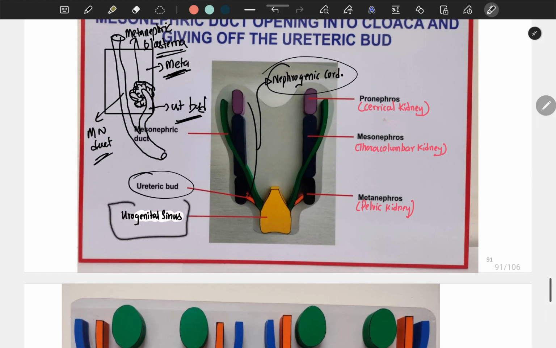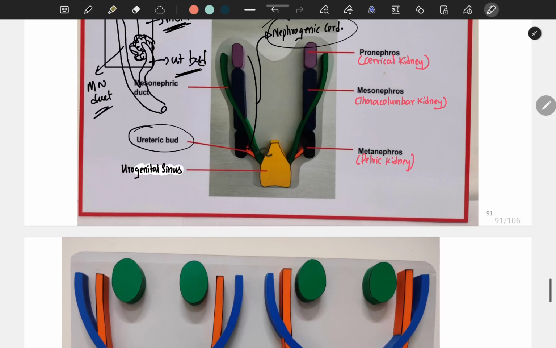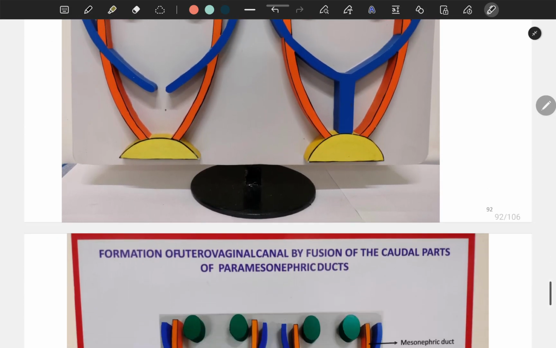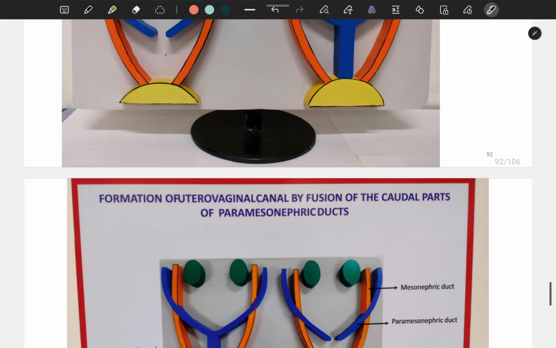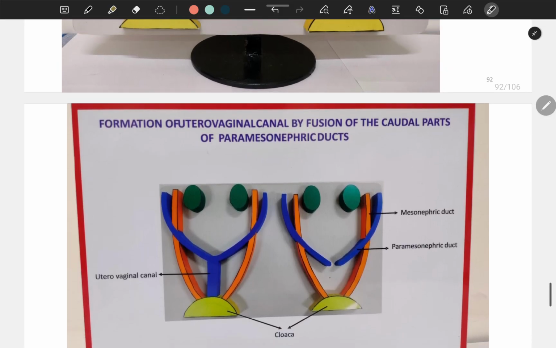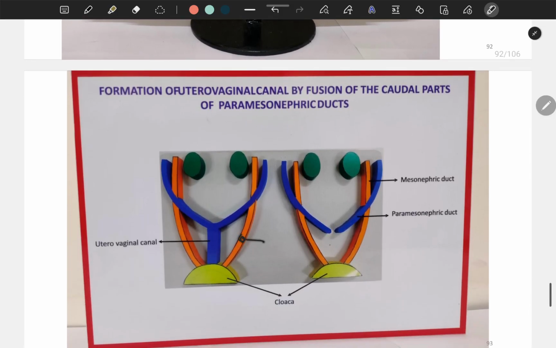This is the urogenital sinus, where the trigone will be present. What is the trigone? That is the absorption of the distal part of the mesonephric duct, distal to the uteric bud. Now next, coming to the formation of the uterovaginal canal and fusion of the caudal parts. Okay, this was the mesonephric duct.